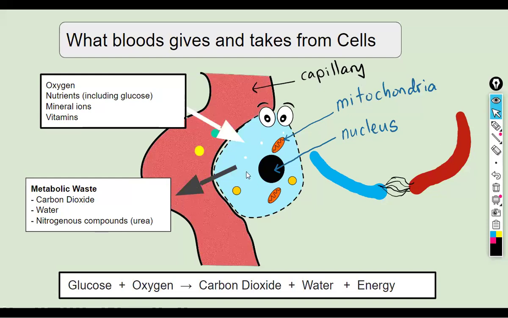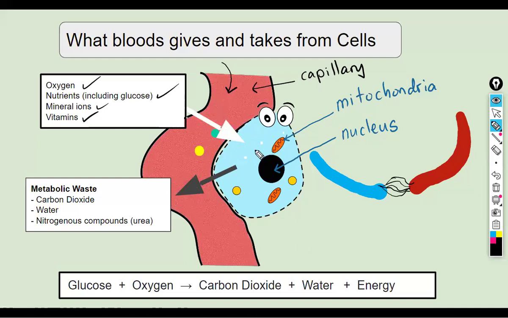All right, so I'm labeling it on the diagram here. The capillaries have blood in them also. And here's how it works. The incoming blood will have oxygen, nutrients, mineral ions, and vitamins. So when the blood is flowing here, and remember the capillary is touching the cell, all of these yummy things will diffuse across into the cell. And that's good because the cell wants those things.